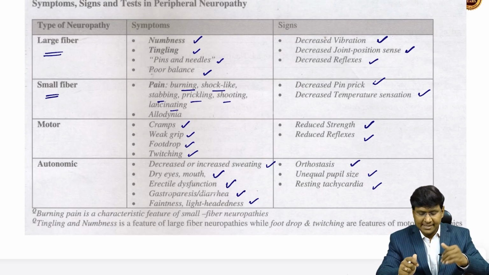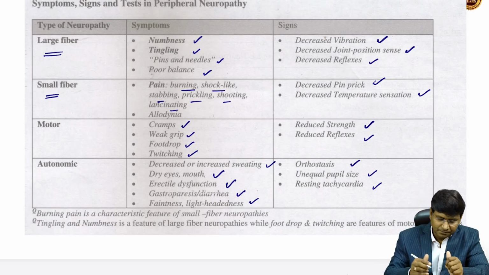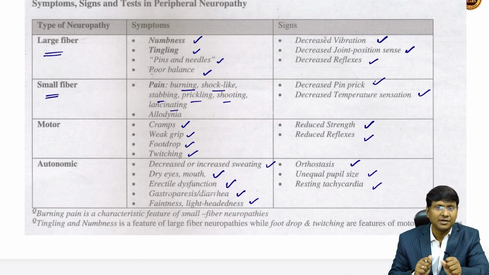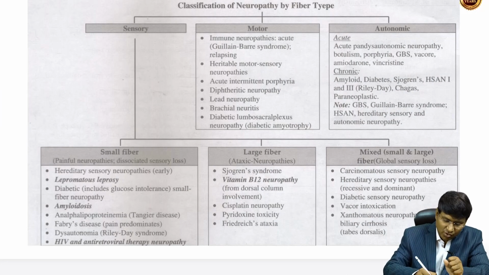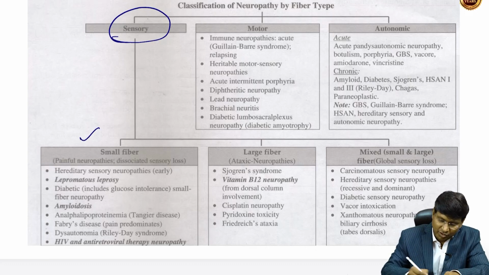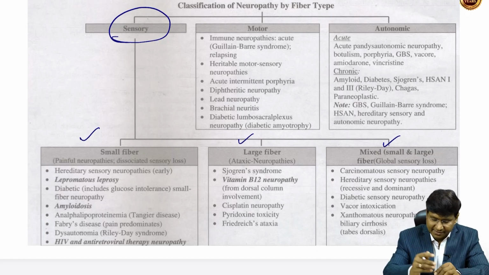Now at the same time you need to know what are the etiologies causing sensory neuropathy, what are the etiologies causing pure motor neuropathy, and what are the etiologies causing the autonomic neuropathy. So this is another important thing that you need to know. So in case of the sensory, again we have the small fiber involvement, large fiber involvement as well as mixed.